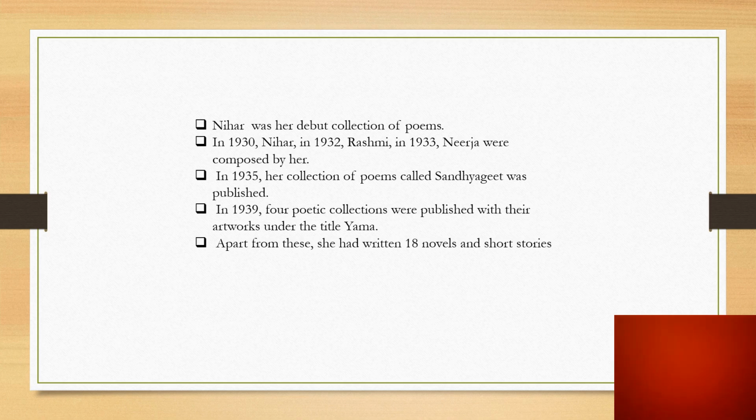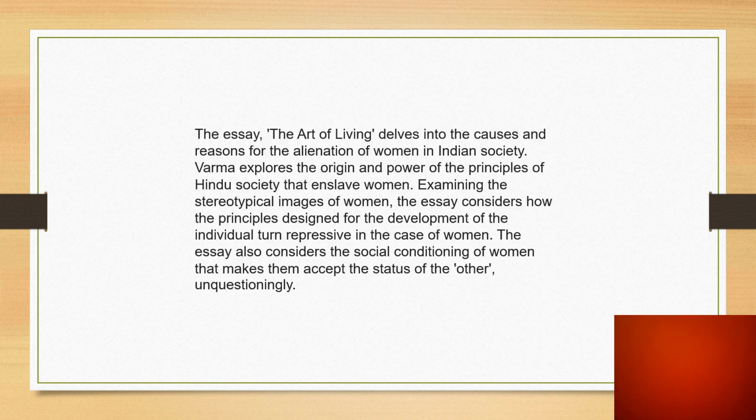Nihar was her debut collection of poems. In 1930, Nihar was published, and in 1932, Rashmi was published. In 1933, Neeraj was composed by her. In 1935, her collection of poems called Sandhya Geet was published. In 1939, four poetic collections were published with their artworks under the title Yama. Apart from these, she has written 18 novels and also short stories.